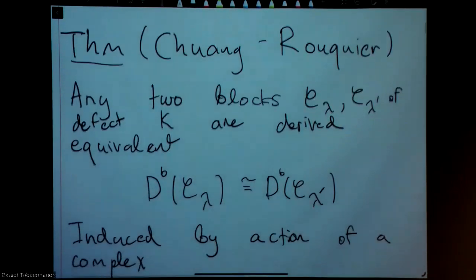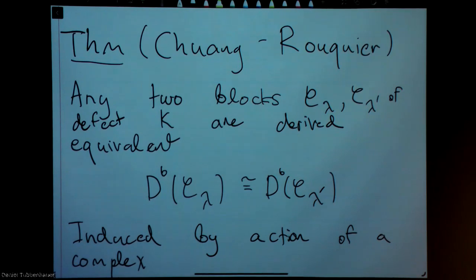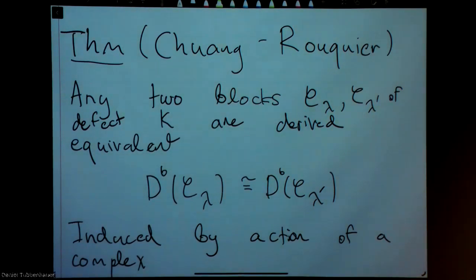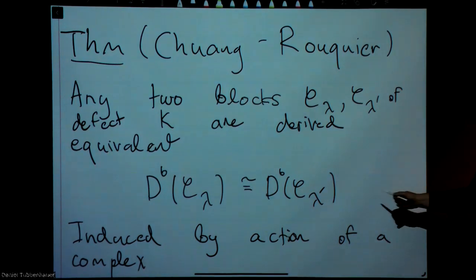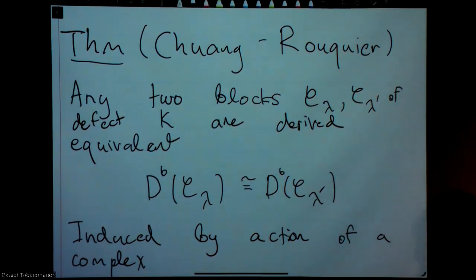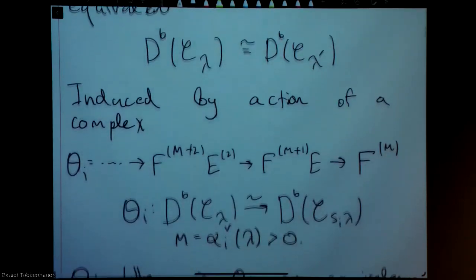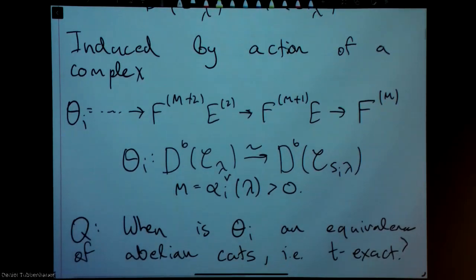Okay. So there's a theorem of Chuang and Rouquier, which I at least discussed, though I certainly didn't prove it in full generality last week in my talks in the workshop. It says that if I take two blocks of the symmetric group with the same defect, then their derived categories are equivalent. Since these blocks are in the same Weyl group orbit, I just have to show this for generators of the Weyl group. So I only need to show this for simple reflections.